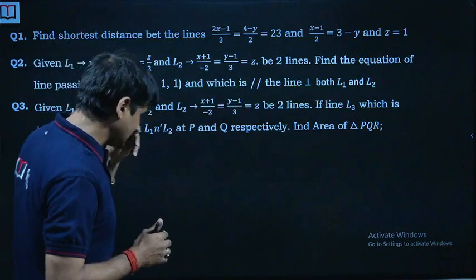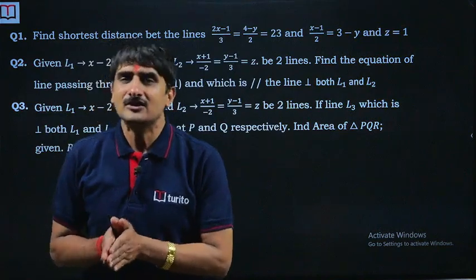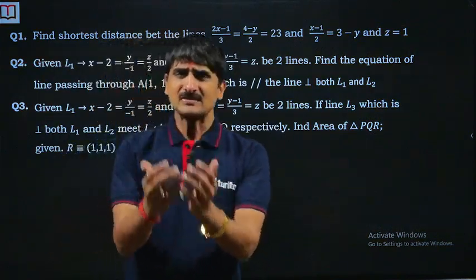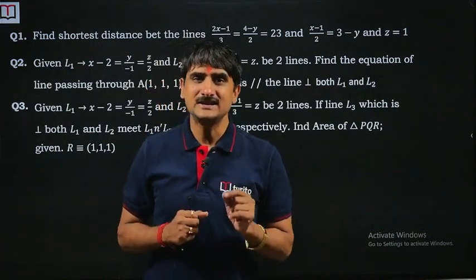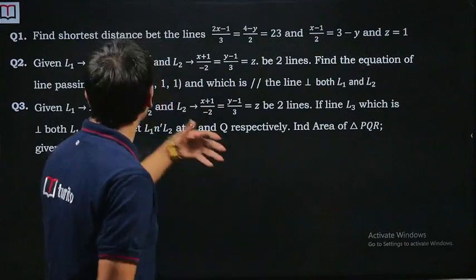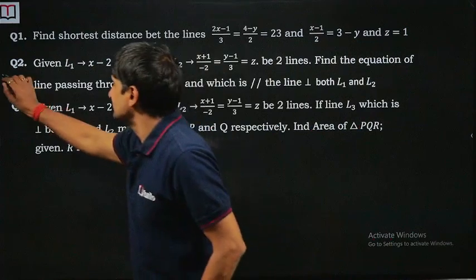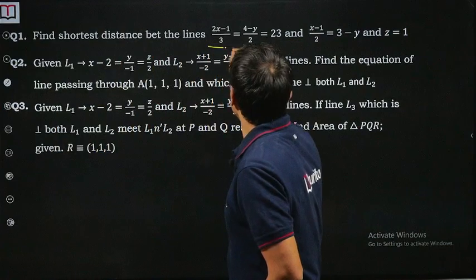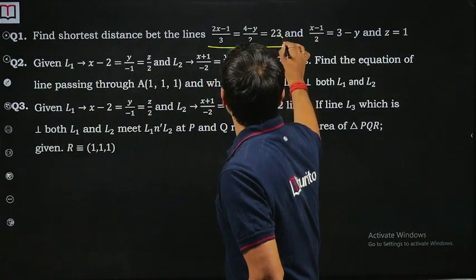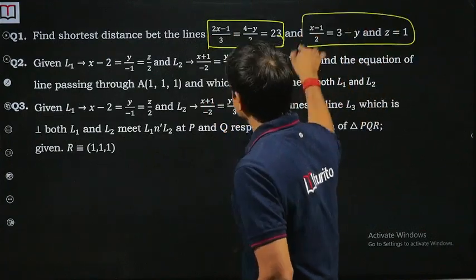The purpose of this session is not to give you the exact answer or the exact calculation, but to tell you the type of questions that can be asked and how we can approach them. Okay, so these are the questions. The first one is: find the shortest distance between the lines. So 2 lines are given to us here. That's one line, and another one is this line.